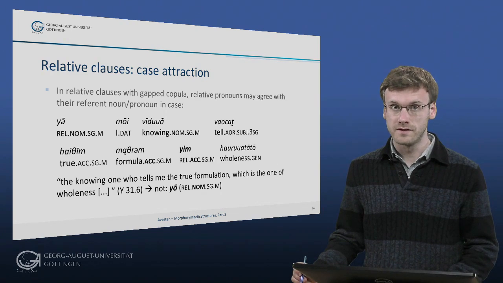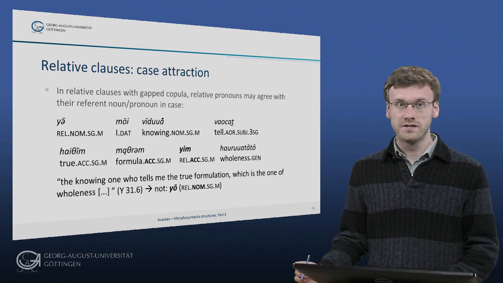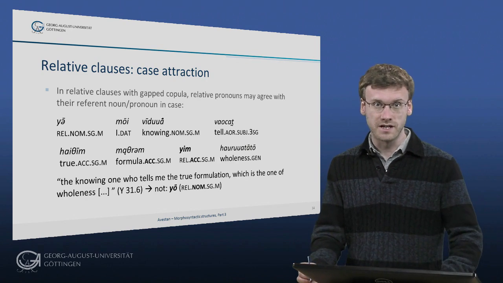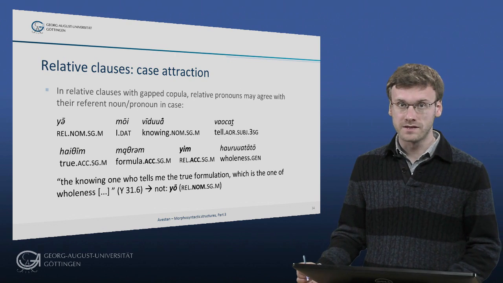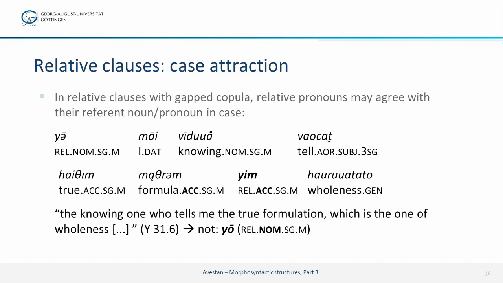In relative clauses with a nominal predicate, the copula is often gapped, just as in other nominal sentences. In such a case, the case of the relative pronoun may be attracted to that of its antecedent. To illustrate this, we can take the same example as just before and include the next two words as well. So again, je moi vidvor vouchat haithim morthrem, the knowing one who tells me the true formulation, yim hauratato, which is the one of wholeness. Here, the relative yim, which we would expect to stand in the nominative, has adopted the accusative marking of its antecedent morthrem.